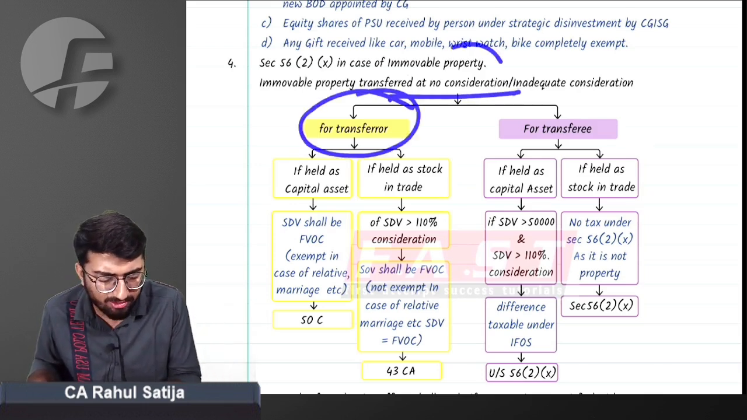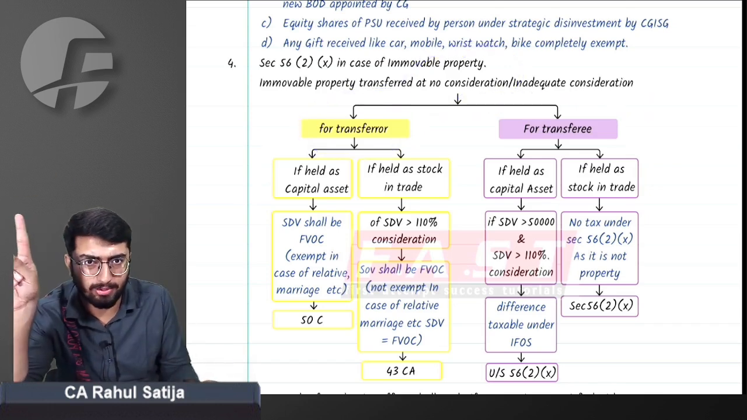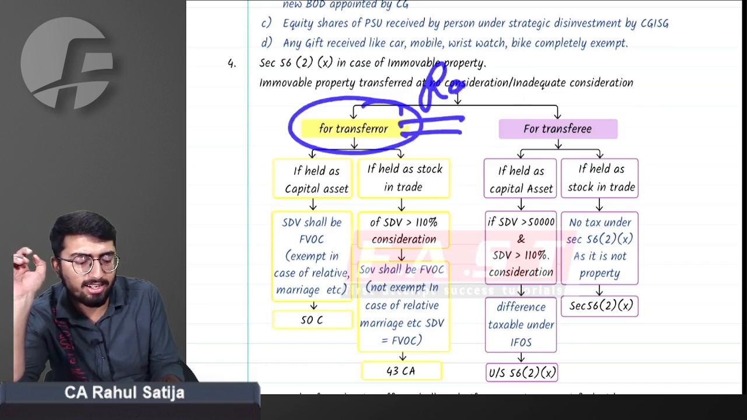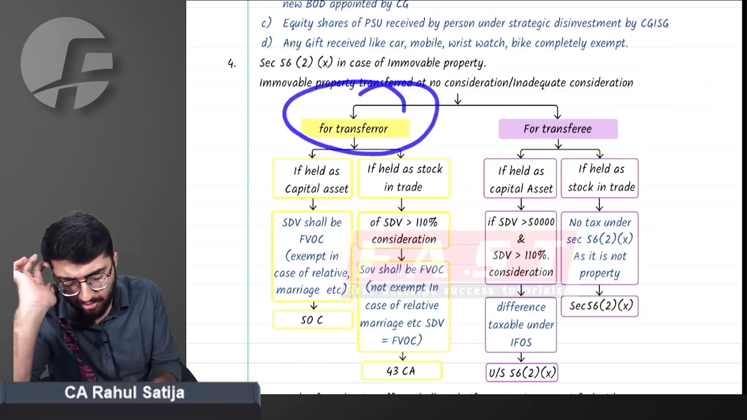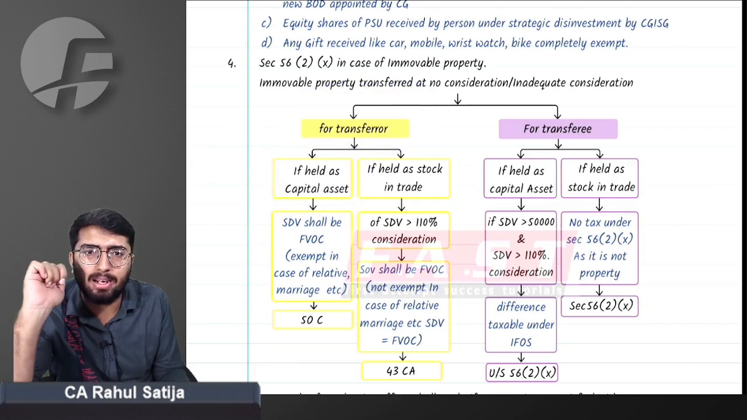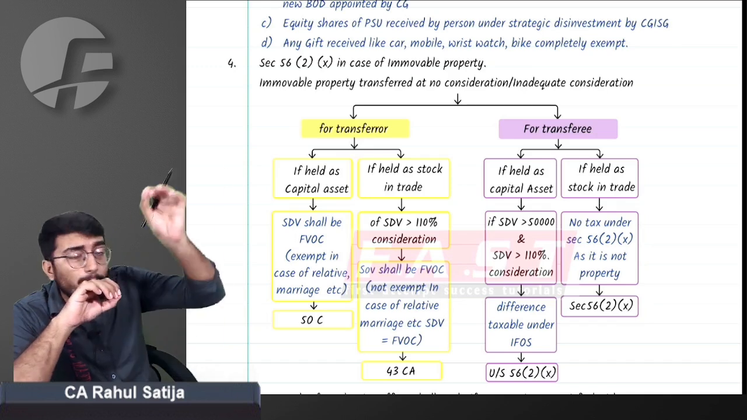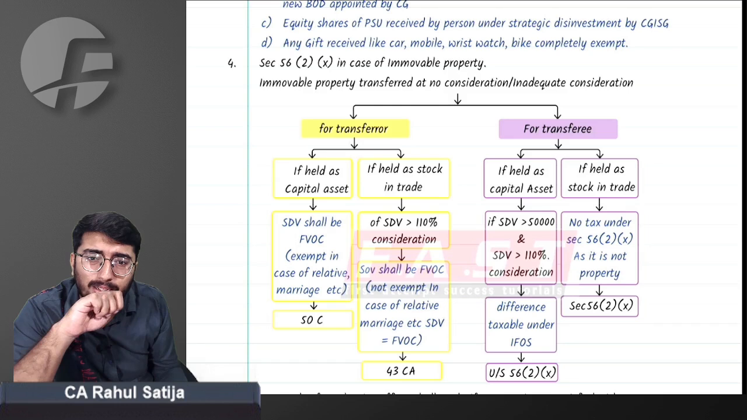Whenever an immovable property is given for no consideration or inadequate consideration, I want all of you to focus. If an immovable property is held for transfer, for example, the transferor is Rahul and the transferee is Shraddha Kapoor. Rahul held such property as a capital asset. He gave that property to Shraddha free of cost. Sir, what will be the tax implication?